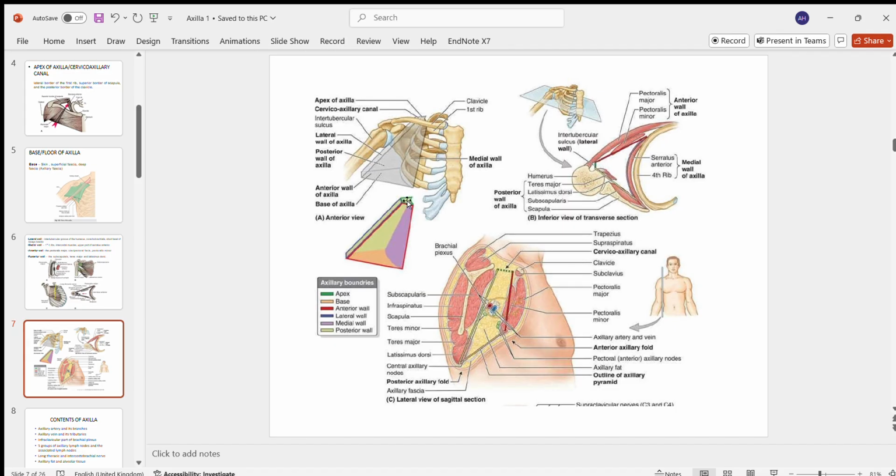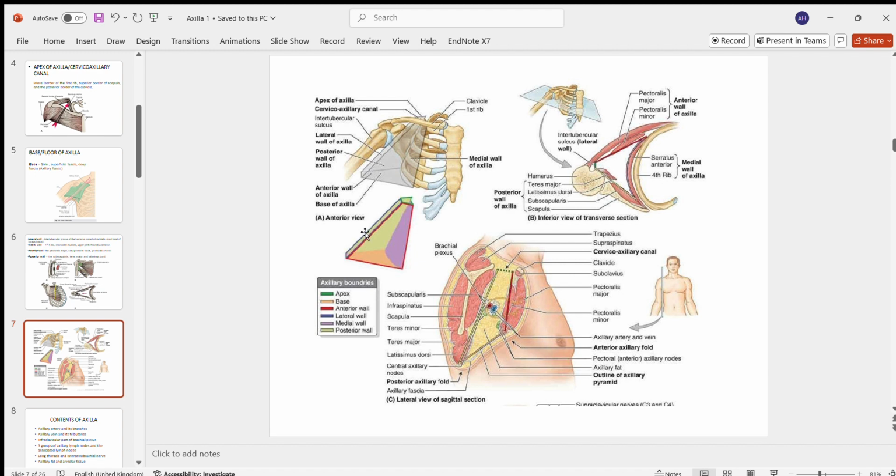This small one is the apex, which is also called the cervico-axillary canal, formed medially by the first rib, posteriorly by the scapula, and anteriorly by the clavicle. This orange one is the floor, which is formed by skin, superficial fascia, and the axillary fascia. This purple one is the medial wall. The medial wall is formed by the first four ribs, their intercostal muscles, and the upper part of serratus anterior muscle. The lateral wall is formed by the intertubercular groove of the humerus, coracobrachialis, and the short head of biceps brachii.